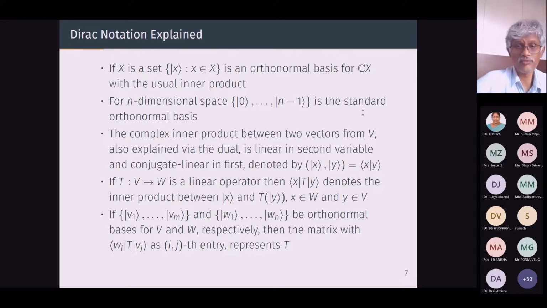Then the matrix with entries Wi T Vj. If you compute this ijth entry and put it inside a matrix, so the ith row, jth entry is Wi T Vj, which is computed as given in the previous bullet. That will be a matrix representation for this T. So we now know what a linear operator is and how to write it in terms of the basis for V and W if you are given an orthonormal basis, in short form ONB. If you have an ONB for V and an ONB for W, we know how to compute Wi T Vj. If you collect all these ijth entries and put them inside a matrix, that will represent this T.